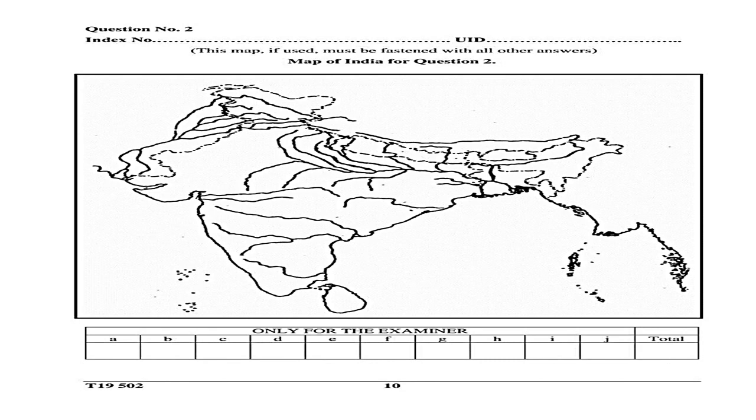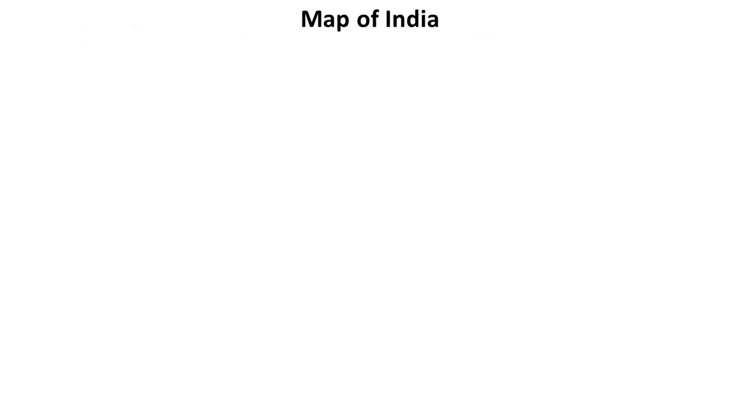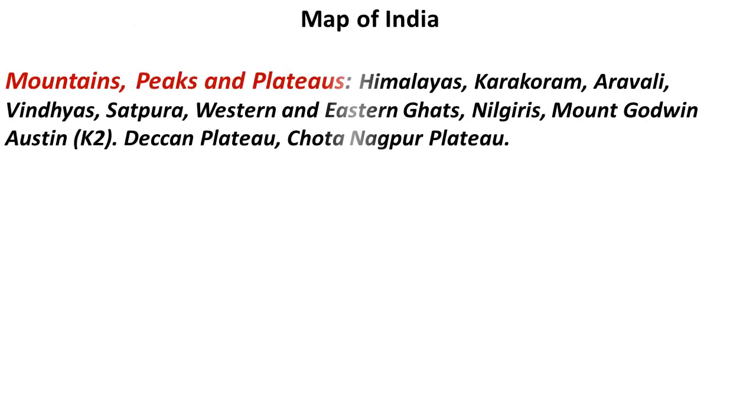Map pointing requires precise marking. Therefore, you need a sharpened pencil, eraser and color pencils. Don't make use of sketch pens or crayons, as they are not to be used in the exam. You are required to use only color pencils. Now let's see the reduced syllabus of the map of India.